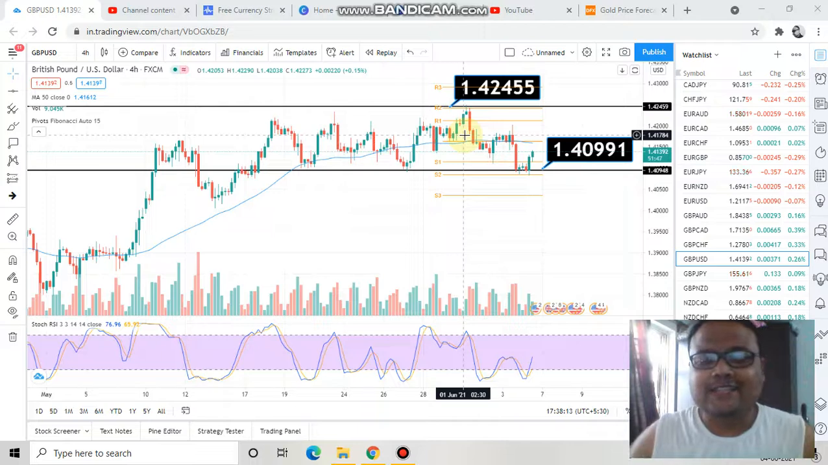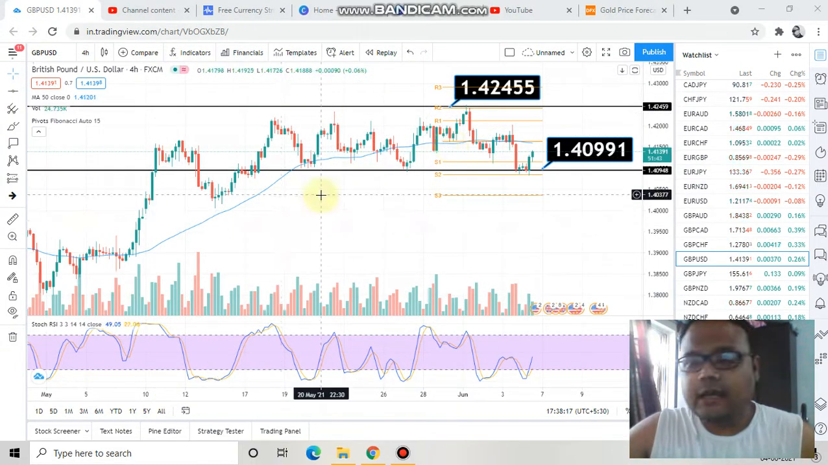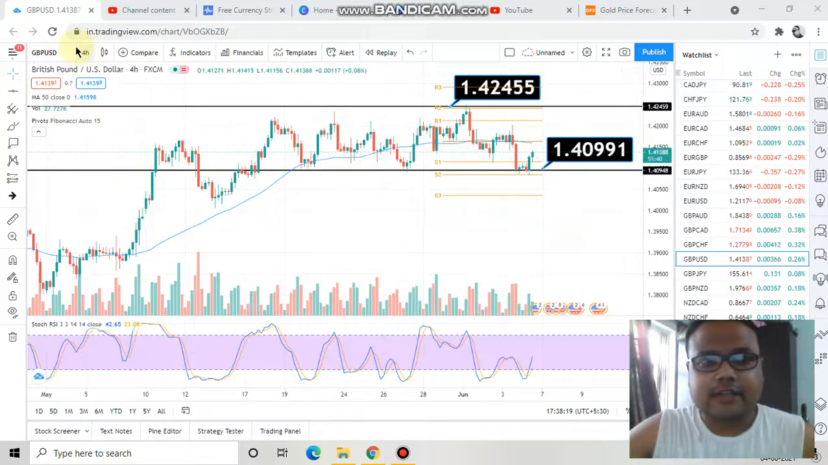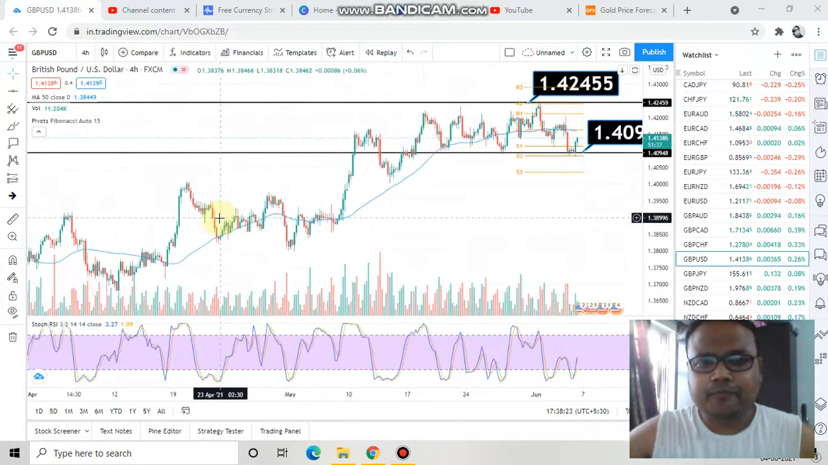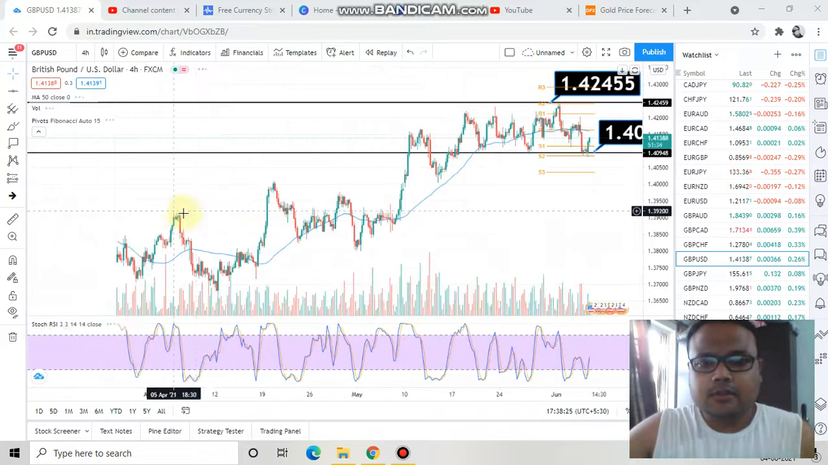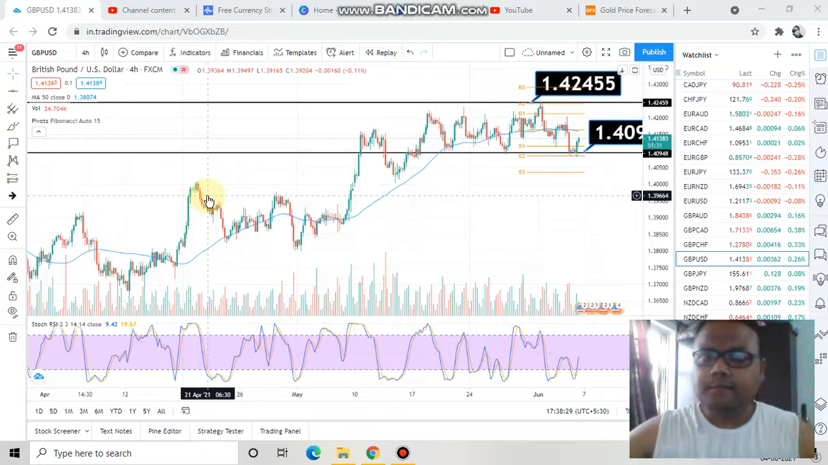So let's get started. This is the chart of GBP USD, and as you can see, I am in the 4 hours time frame. At first, let's do the analysis. I have zoomed out and you can see that market is in uptrend and there is no doubt about it.